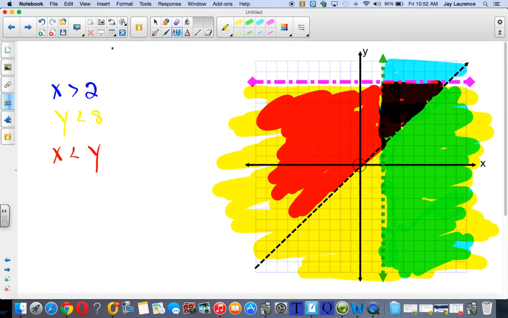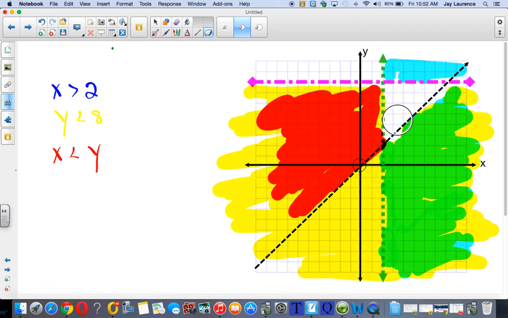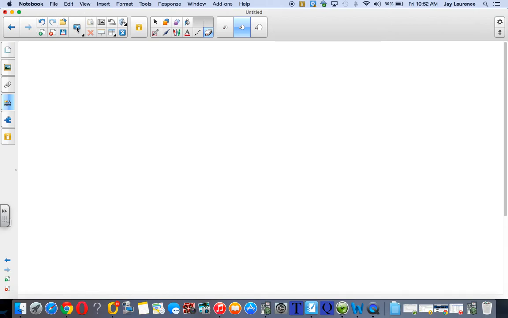And it is a triangle, it's a triangular shape. And if you want, I'll erase all that so you can see it better. This triangle right here is the solution set. Okay, so there's a little bit of that.